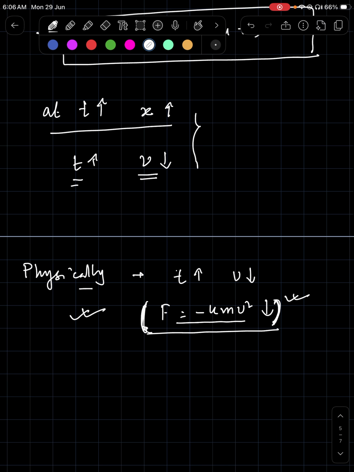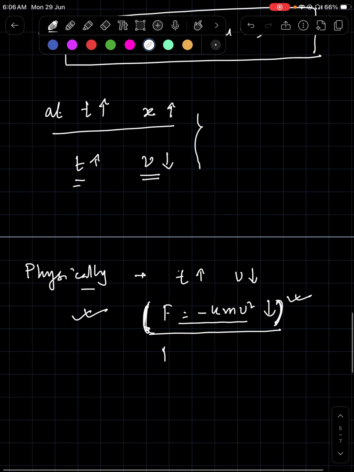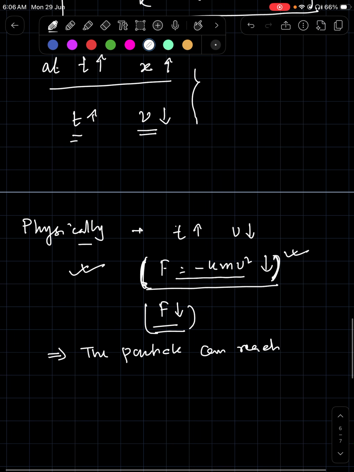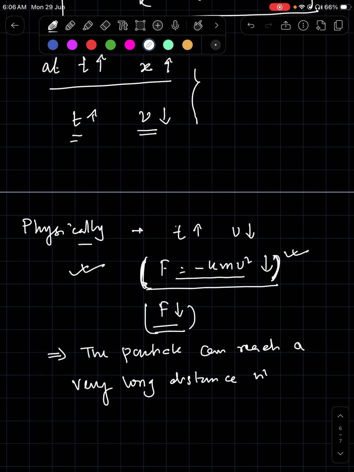So I'm going to write that. When t increases, the force becomes decreasing. If the force becomes decreasing, that means the particle can reach a very long distance with diminishing velocity.